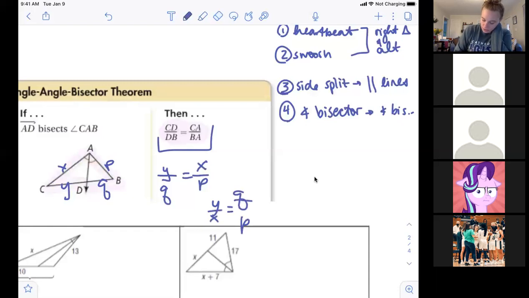Y over X equals Q over P. In both of these, I'm still doing X and Q multiplied together, and I'm still doing Y and P multiplied together. It's the same thing, just like the other ones were. You could even go from the top: X over Y equals P over Q. It truly doesn't matter. I just think it's easier to do the two on one side of the angle bisector together, and then the two on the other side together.